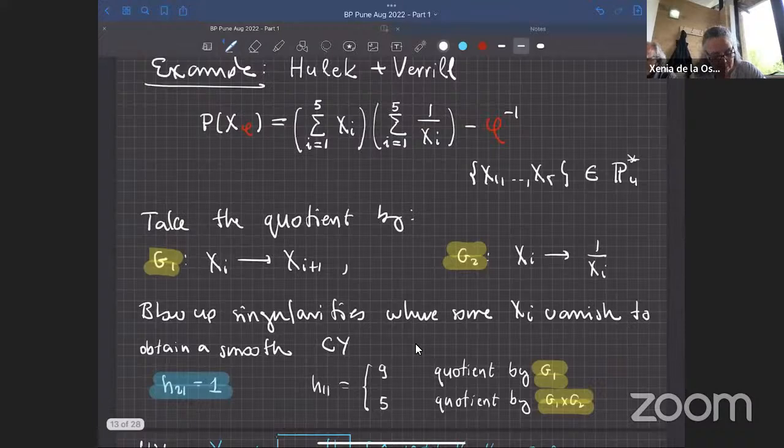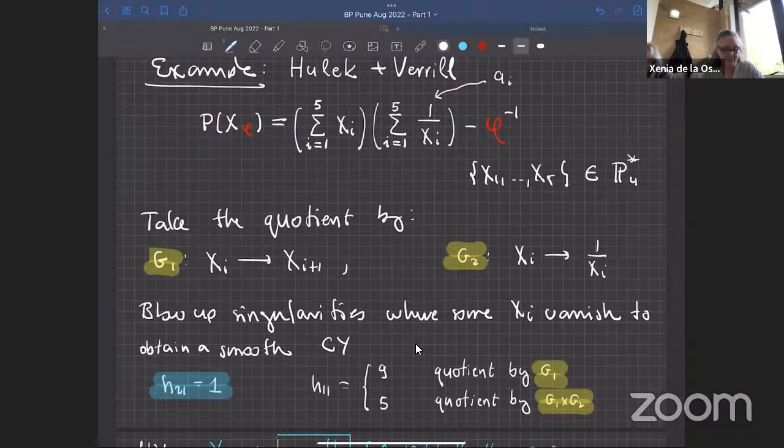So it has parameters. Let me write this down. The origin, the Hulek and Verrill family, is a five parameter family. You could add a_i's there, and we are taking them all to be one. So what we do, this family, of course, is not smooth.